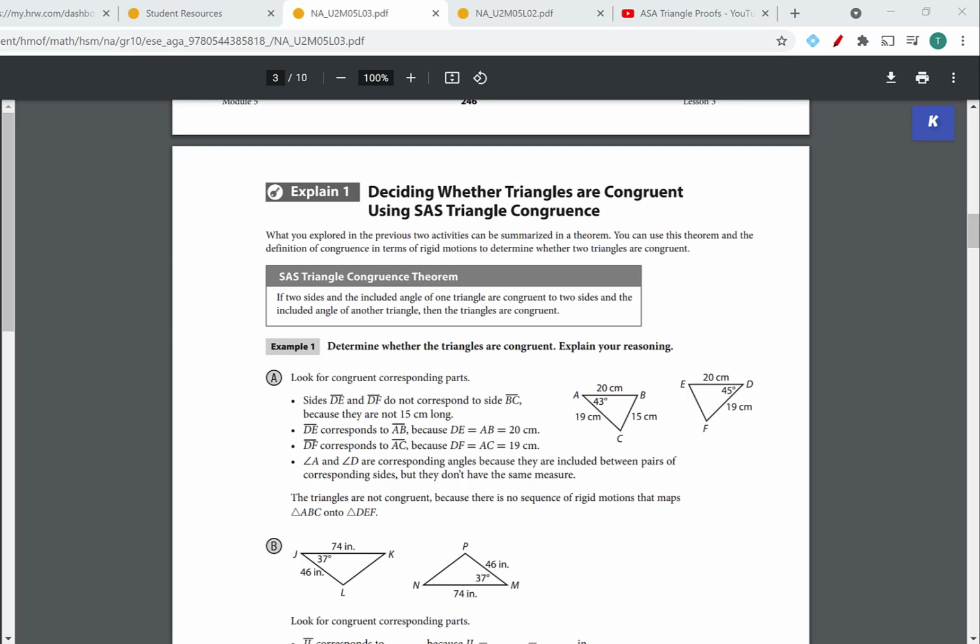So example number 1, go ahead and pause the video and read through example 1A, as all of the work is kind of done for you on that problem. We'll resume and talk about it here in a few seconds.